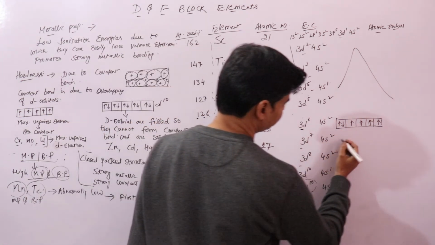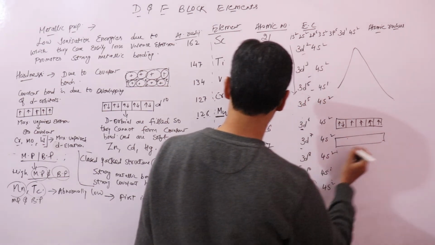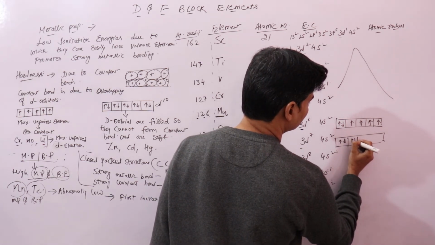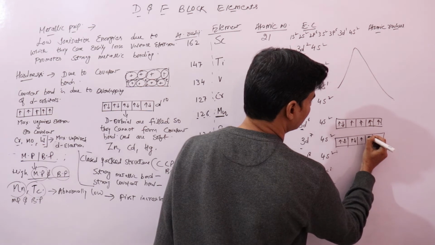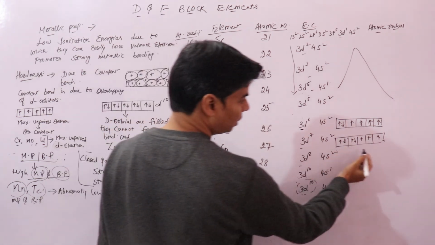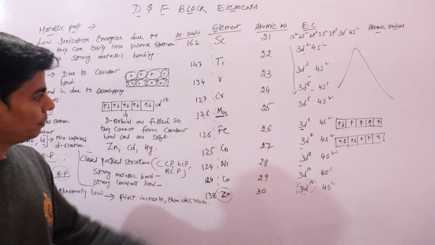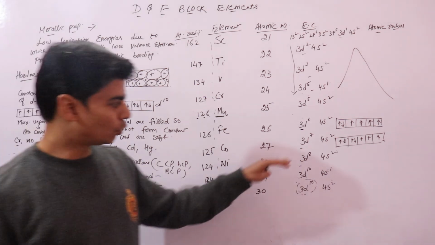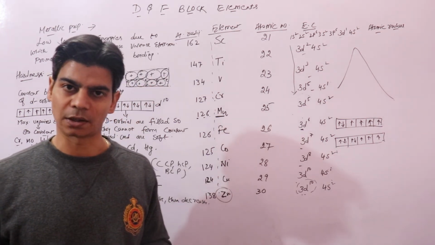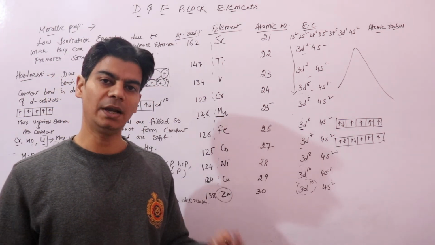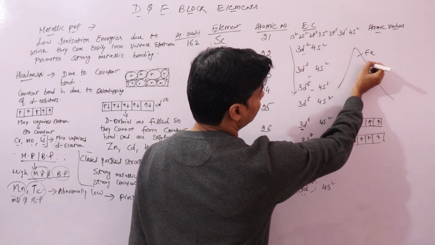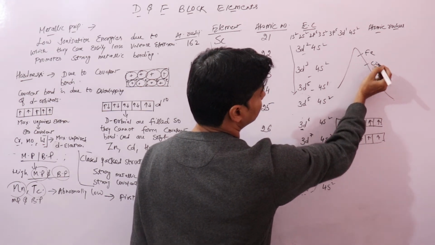Similarly, if you come to this metal, cobalt, it has two d orbitals filled up, so it will form two covalent bonds less compared to chromium, right? So as the number of covalent bonds formed by these elements keeps reducing, their hardness will keep reducing, and less hard metals have lower melting point and boiling point. That is why it shows this kind of trend, like iron, cobalt, all these elements.